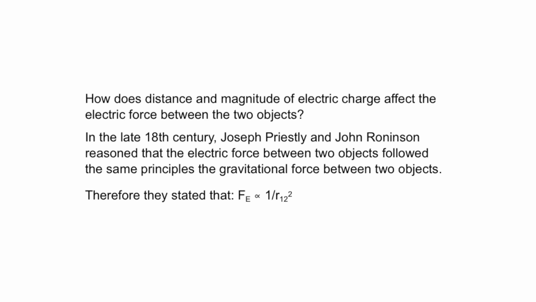Well, how does distance and magnitude of the electric charge affect the electric force? Well, in the late 18th century, Joseph Priestley and John Robinson reasoned that the electric force between two objects followed the same principles as the gravitational force between two objects. Therefore, they stated that the electric force is proportional to 1 over the distance between the two objects squared.